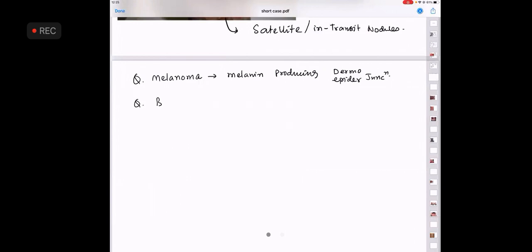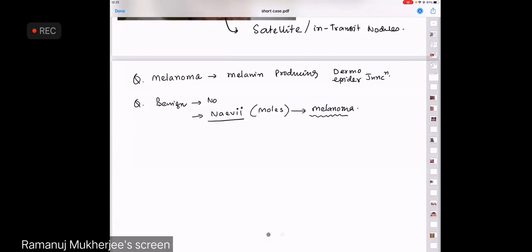Next, what is the benign counterpart of a melanoma? There is no benign counterpart, but still people consider that nevi, which are taught in dermatology, or technically called moles, can give rise to a melanoma. That doesn't mean they are usually benign. Nevi are not benign tumors. Nevi are not to be taught in surgery because they are taught in dermatology.